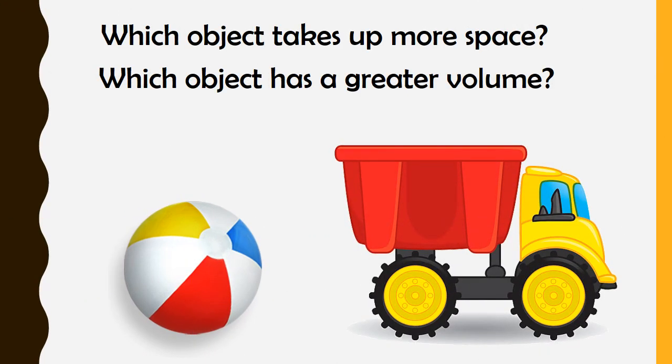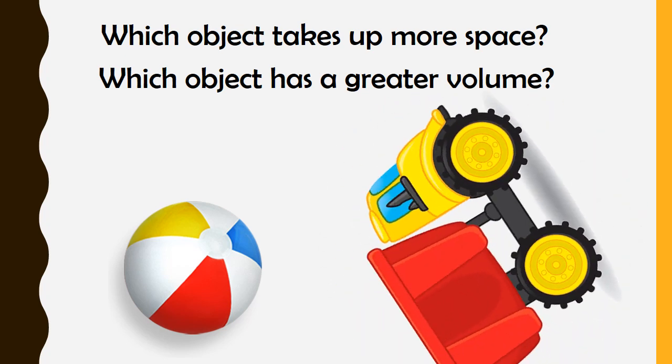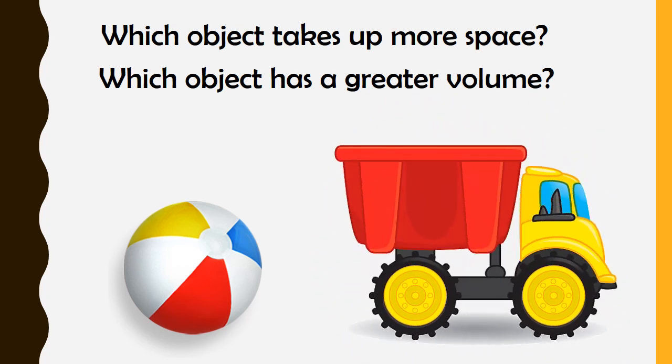Which object takes up more space? Is it the ball or this toy truck? Yes, it is the truck. We can see that this truck takes up more space. So which object has a greater volume? Yes, also the truck. So we conclude that the object that takes up more space has a greater volume.